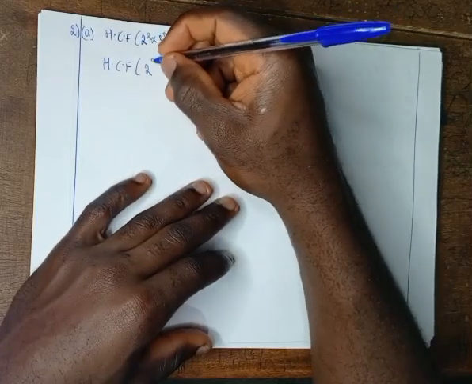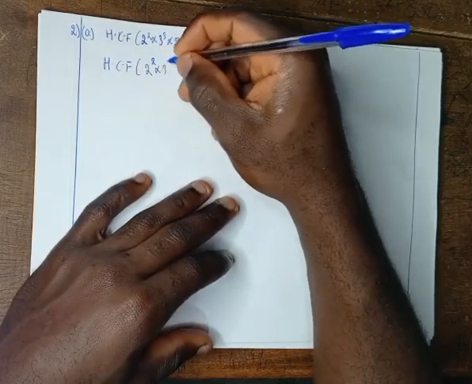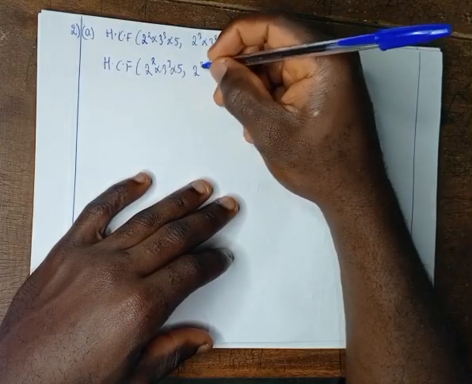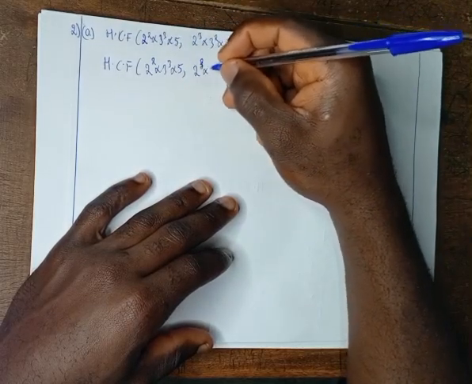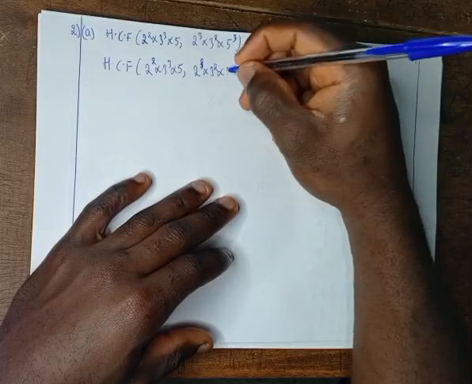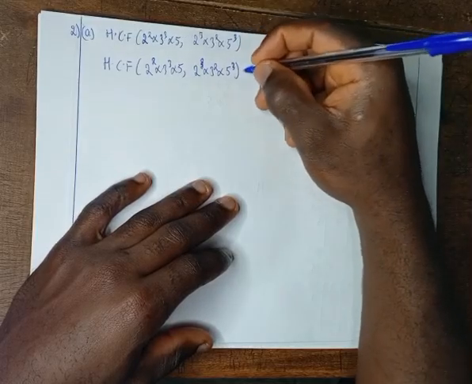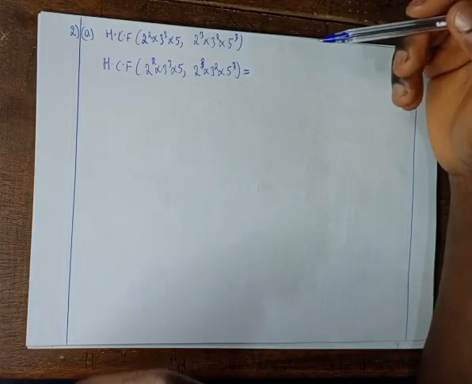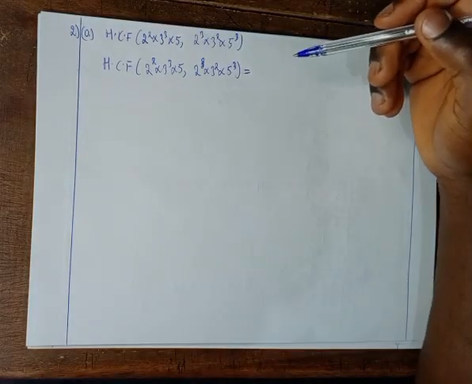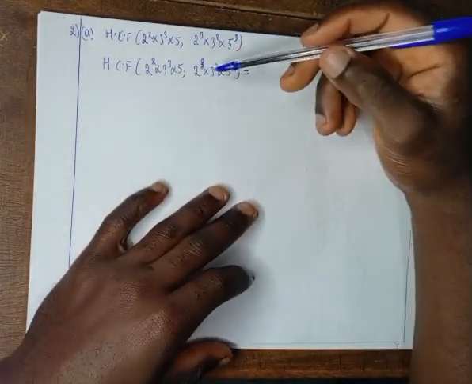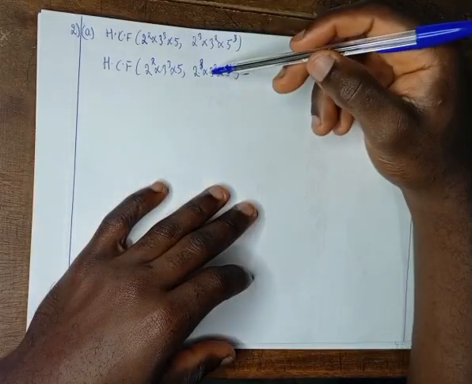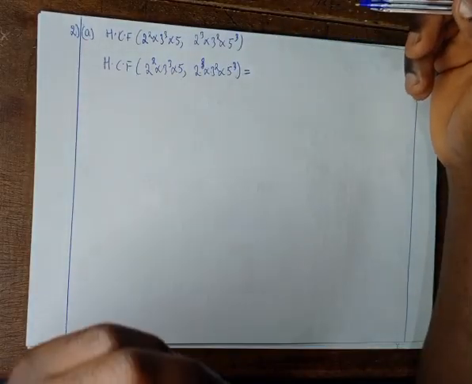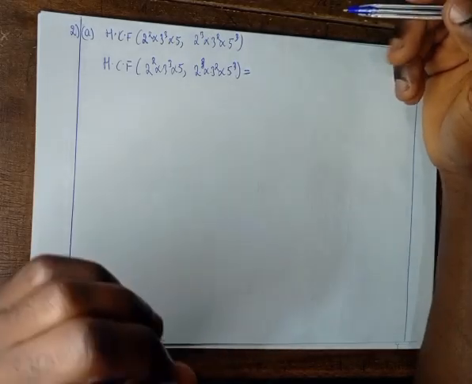In this case, the H.C.F of 2 raised to the power 2 times 3 raised to the power 3 times 5, and 2 raised to the power 3 times 3 raised to the power 2 times 5 raised to the power 3 will simply be equal to, we are going to look at the two numbers, then we identify the prime factors which are common. 2 is common, 3 is common, 5 is common. Then we are going to write down the prime factors which are common with the smallest power.